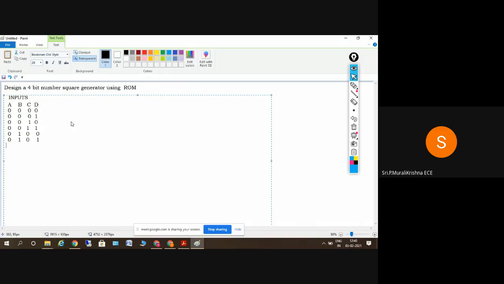0, 1, 0, 1. Write all the 4 possible inputs here. So the outputs will be the squares of these inputs here. So 1, 0, 1, 0, 1, 1. Sorry, double 1, double 0, double 1, 0, 1. Triple 1, 0. And 4 ones.